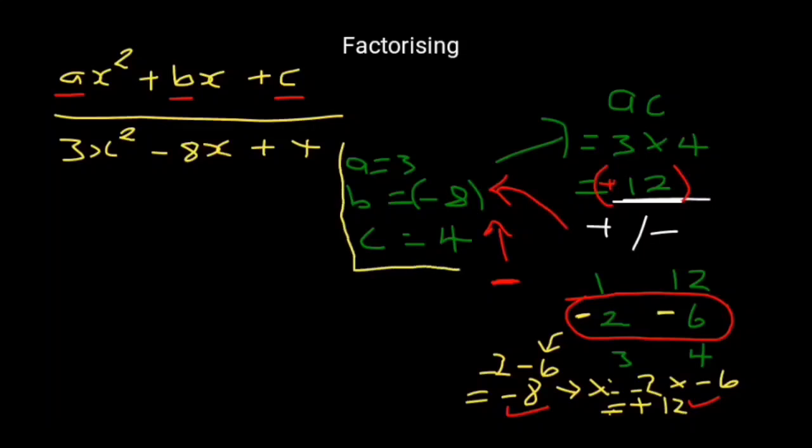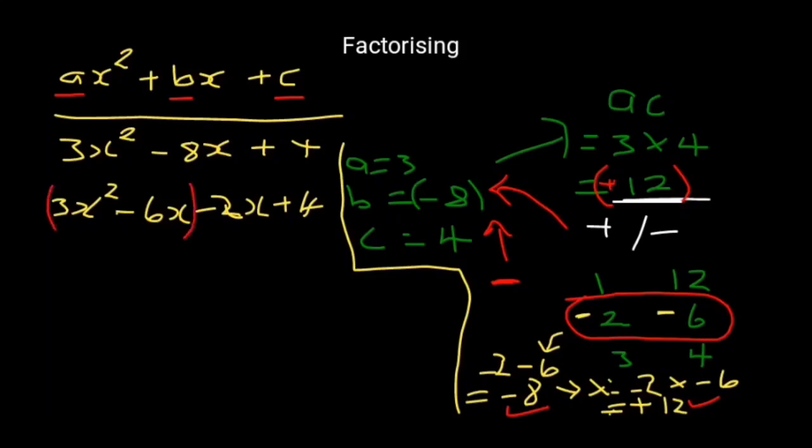These two factors that we've just calculated are going to substitute for our b value, which is minus 8x. So we have 3x squared, our two factors, one is minus 6x and then minus 2x. Remember, we still need to include our x, plus 4. We're going to now bracket these expressions to simplify them further.